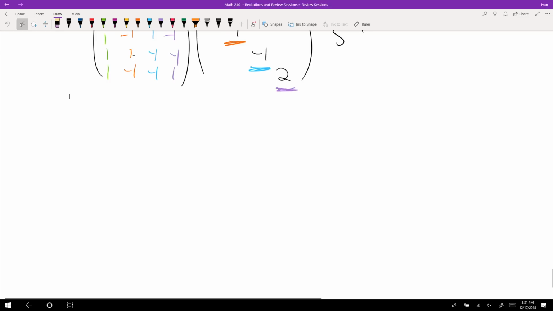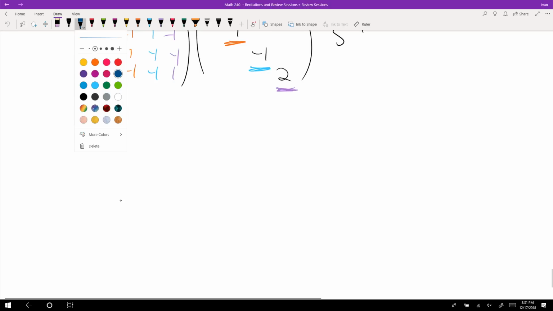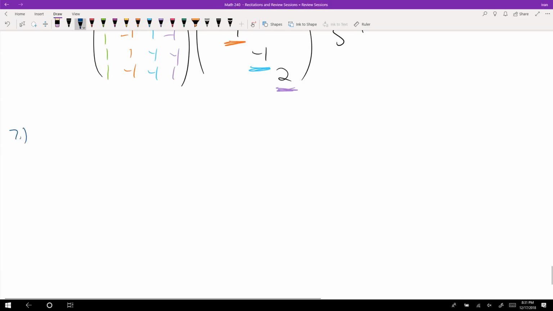So let's see, number 7. Number 7 is not applicable at all because we didn't cover this, except the first part, I guess. Let's talk about the first part. Consider the differential equation of a function y(t): d²y/dt² minus dy/dt minus 4 sin(y(t)) is equal to 0.